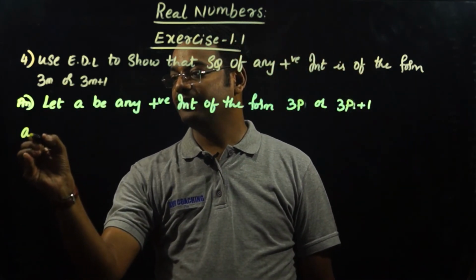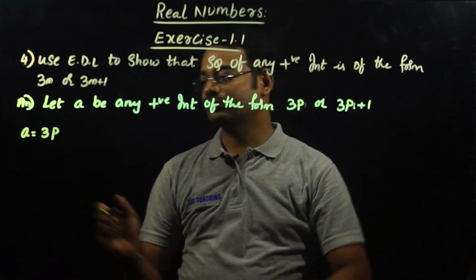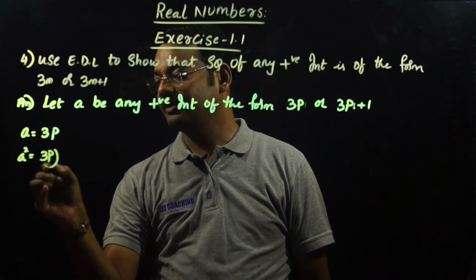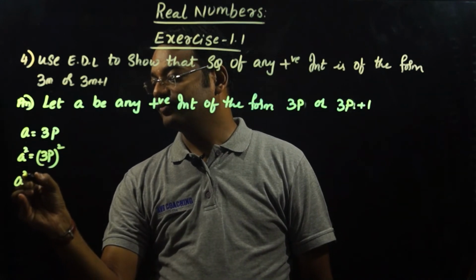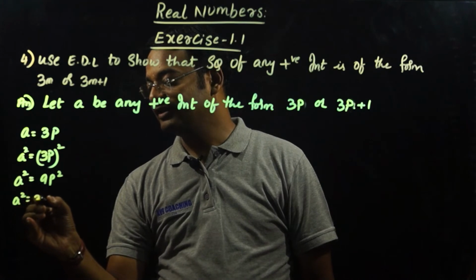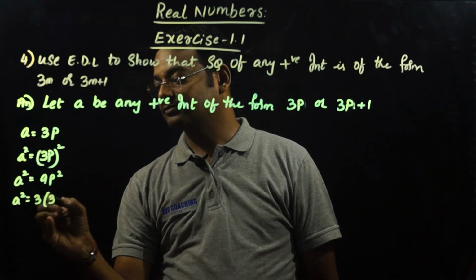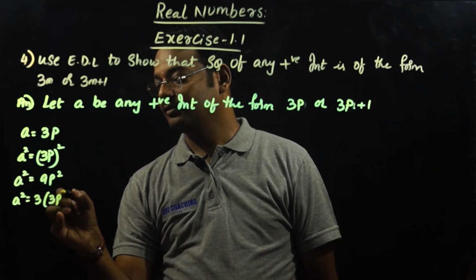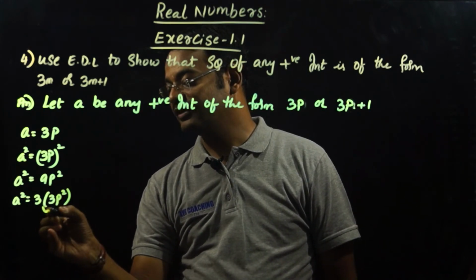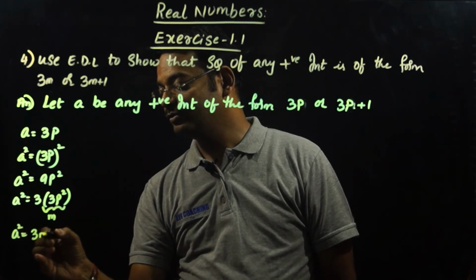So if we take A equal to 3p, since he is asking us the square of any positive integer, we'll square it. A square is equal to (3p) square. Now A square is equal to 9p square, which can be written as, if we take 3 common, 3 into 3p square, so 3 into 3 is 9p square. If we consider 3p square as m, it can be written as A square is equal to 3m.